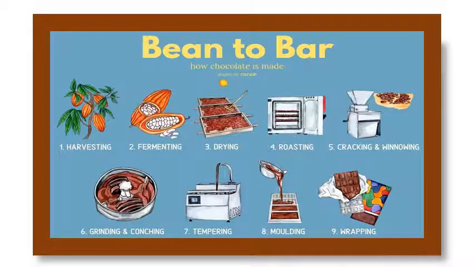Dear students, this slide shows the journey of a bean to bar, which means how chocolate is made. The different steps are harvesting, fermenting, drying, roasting, cracking and winnowing, grinding and conching, tempering, molding, and at last, shipping.